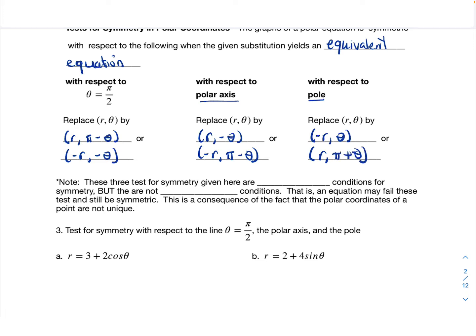Now, unfortunately, this test does not always work. Please note that these two tests for symmetry given here are sufficient conditions for symmetry, but they are not necessary conditions. What I mean by that is an equation may fail all three tests, but have one or more of these symmetries. So it can't pass the test and not have the symmetry. If it passes the test, you're guaranteed to have the symmetry, but it might fail the test and still be symmetric. The reason for that is because polar coordinates are not unique. As we found before, we can find many representations. So sometimes the test does fail, and we have to rely on other things on occasion.